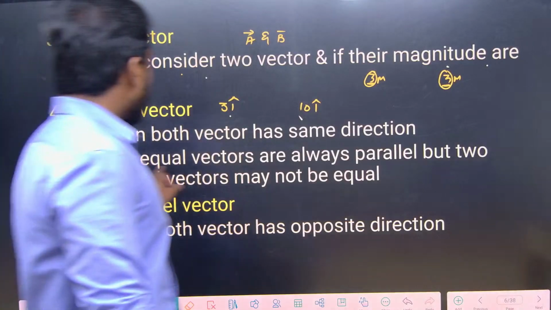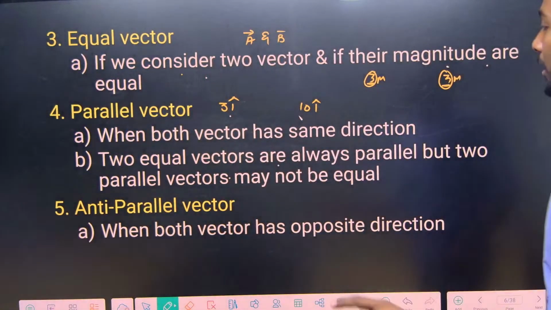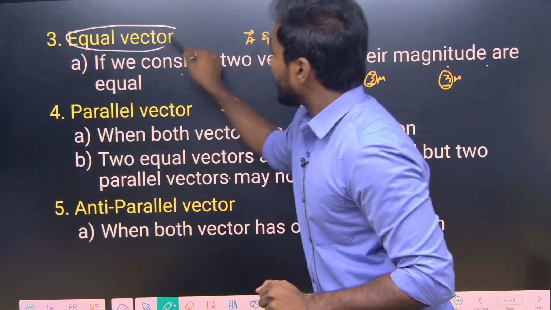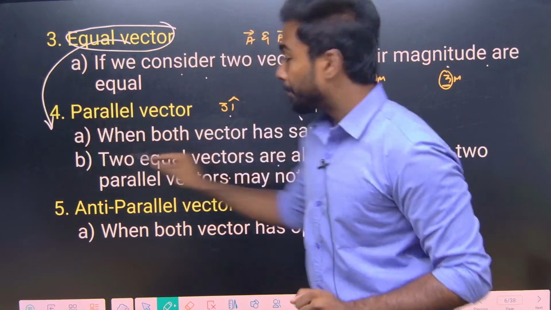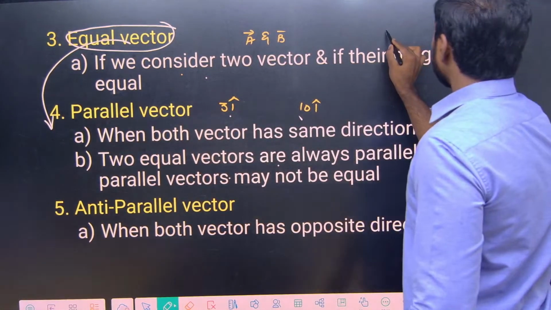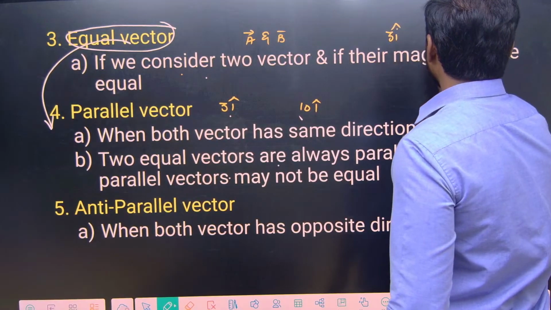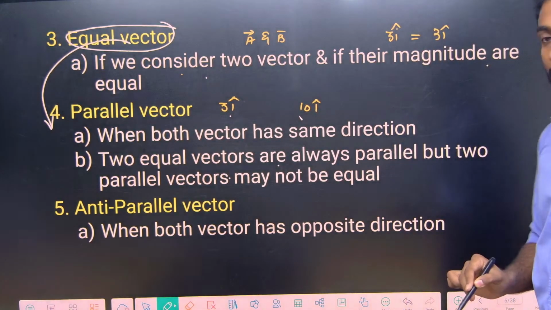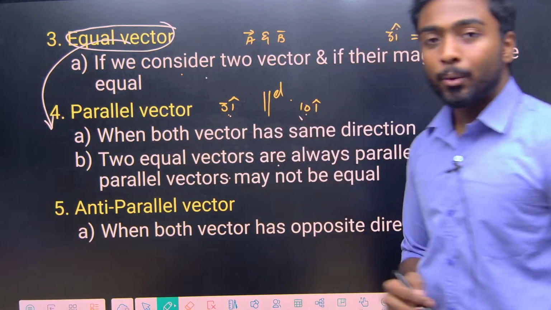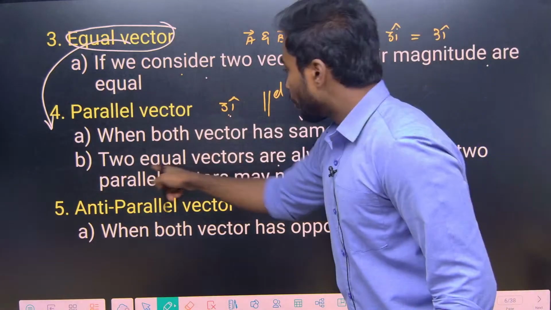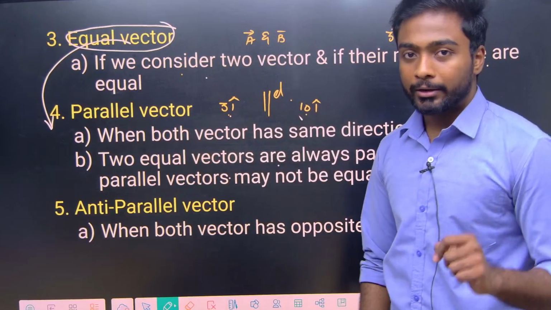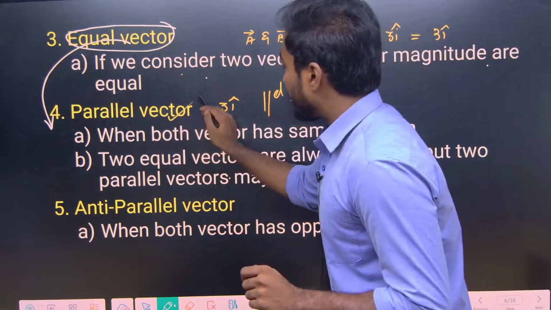Two equal vectors are always parallel. The important thing here is that an equal vector can be called a parallel vector, but a parallel vector cannot be called an equal vector. Here, 3 i cap and 3 i cap are equal, but 3 i cap and 10 i cap are parallel, but they are not equal. So two equal vectors are parallel vectors, but parallel vectors are not necessarily equal vectors.